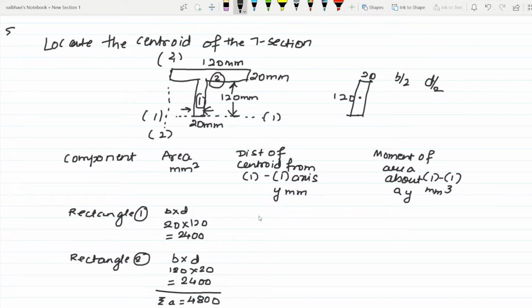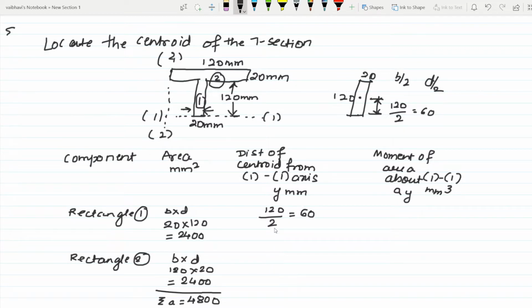Now, what is the distance of the centroid from the 1 axis? Here it is d by 2, as I told just now. So d by 2 means how much? The total is 120, so this will be 120 by 2, that is 60 mm. So here I will write the same thing, 120 by 2, so 60 mm, the distance from axis 1, 1.